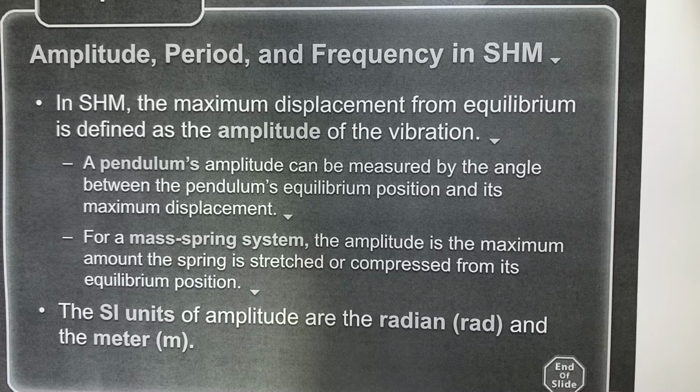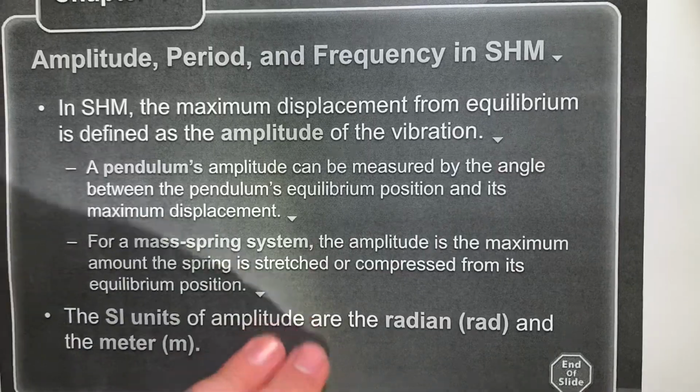And for a mass spring system, the amplitude is the maximum amount the spring is stretched or compressed from its equilibrium position. Now, we saw that idea of compressing and stretching springs in section 1, so that should be nothing new either. Now, when we are measuring amplitude in these systems, they typically are measured in the units of radians and/or meters. Now, we do not use radians in our calculations in this book, so we are going to stick with the good old-fashioned meter.